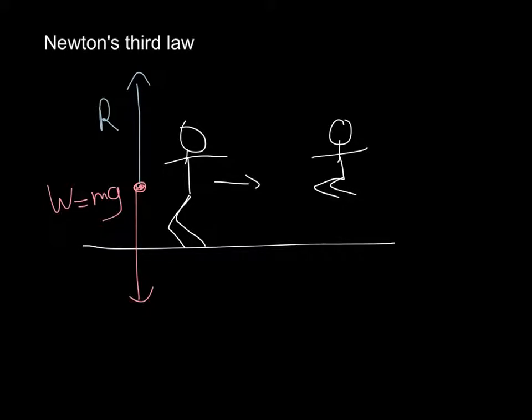Because when I jump, these two things are not equal anymore, right? When I jump, I'm going up. Which means that the force that the floor is doing to me has to be bigger than my weight. Because if it was smaller or equal to my weight, then I wouldn't be going up. So somehow I managed to get the reaction force from the floor bigger than my weight.